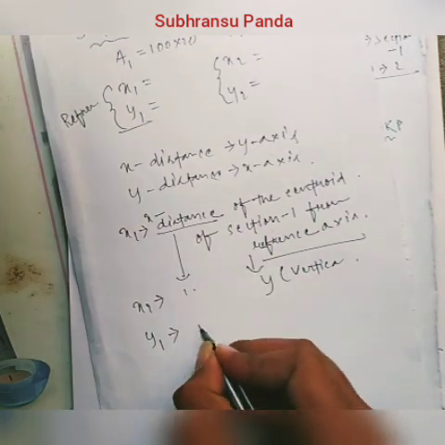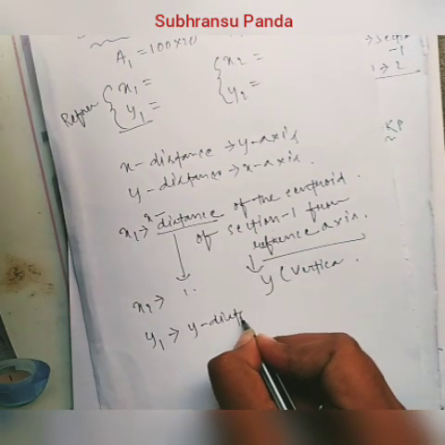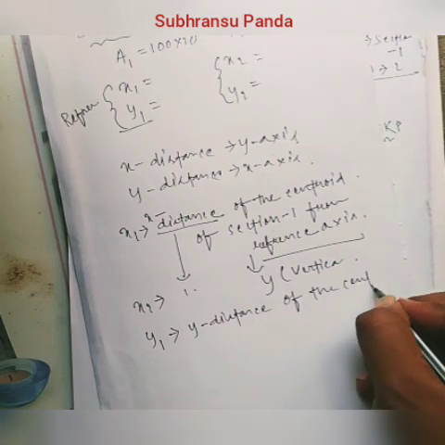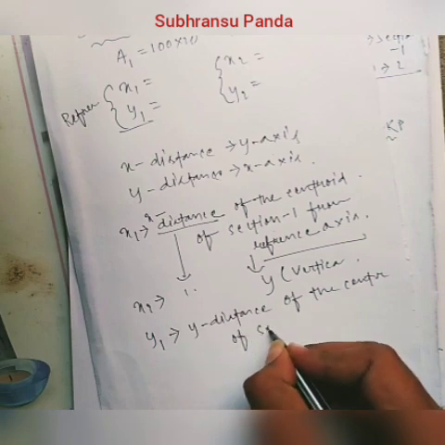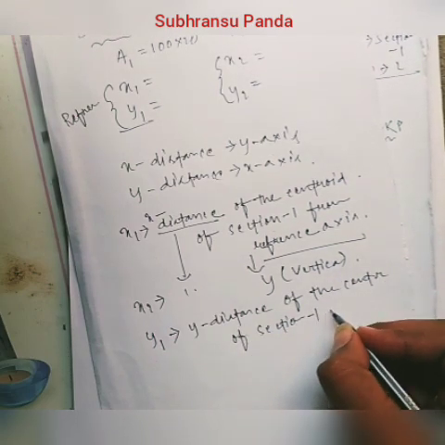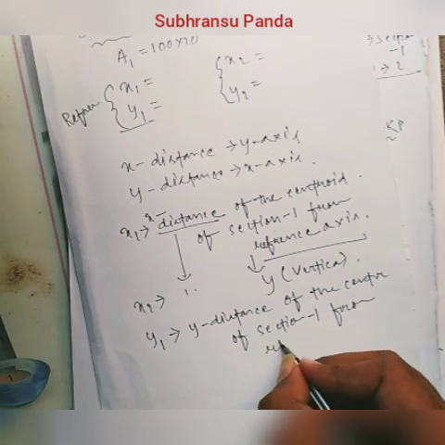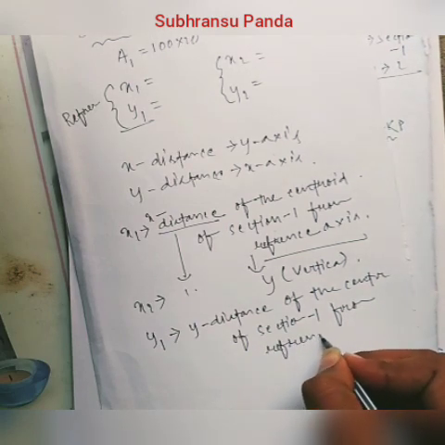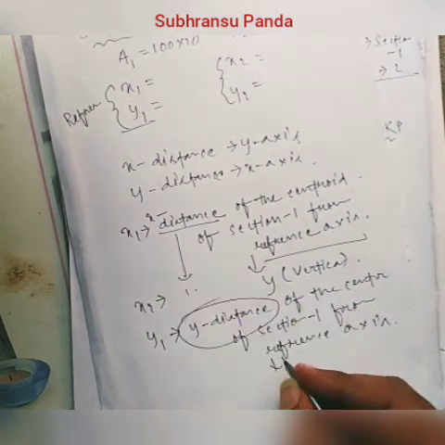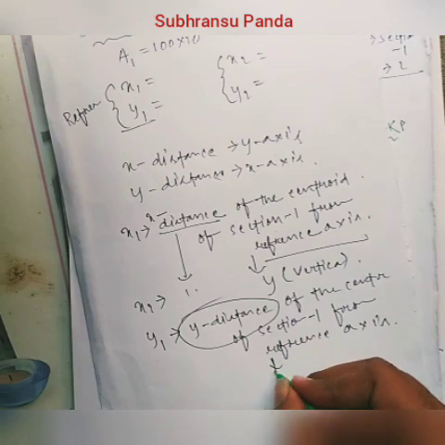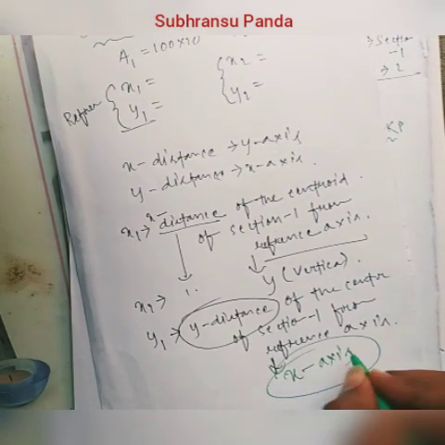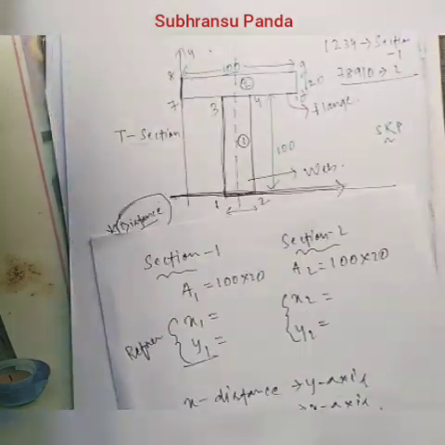Similarly, y1 will be what? Y distance of the centroid of section 1 from the reference axis. Here what will be the reference axis? As we are calculating y distance, so simple, this distance will be calculated from the x axis. Simple. So let's go to the problem.